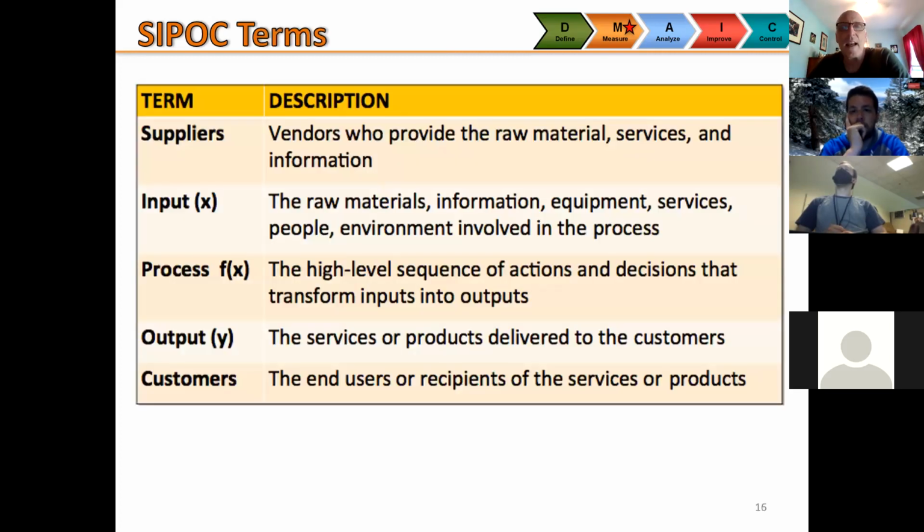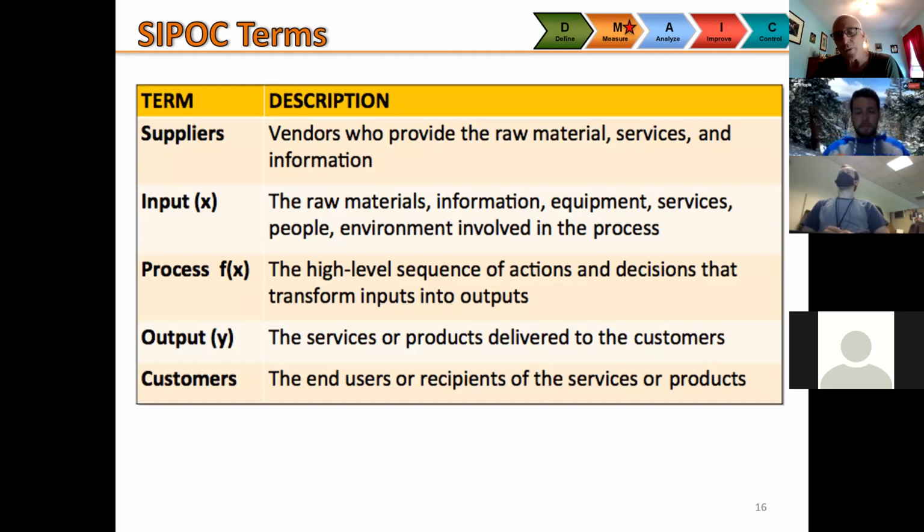SIPOC is an acronym that stands for suppliers, inputs, process, outputs, and customers. And that's obviously how a process flows, right? A supplier is anybody who provides raw materials, services, or information. It doesn't have to be a vendor. It's anybody who supplies it. It could be the cell before. It could be molding. They're a supplier. Inputs are the raw materials, the information, the equipment, the services, the people, all that.